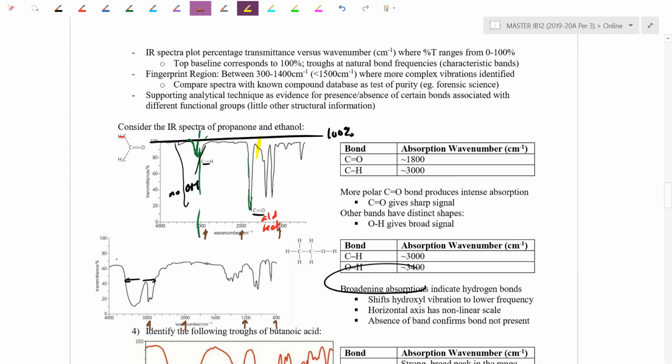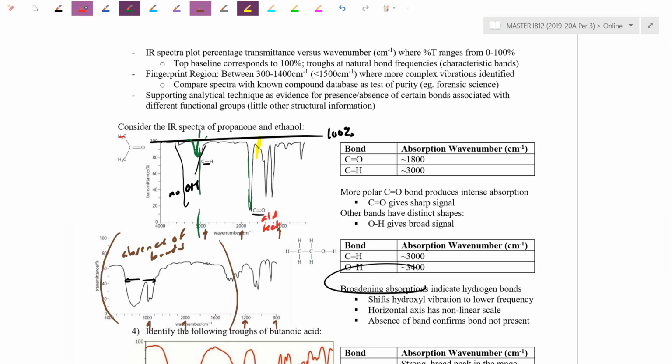We typically have been doing the analysis up here. So those are trying to identify, again, it's much better to identify the absence of bonds. So if I don't see a peak, I know definitely it's not there, whereas if I do see a peak, it's sort of preliminary evidence it might be there.